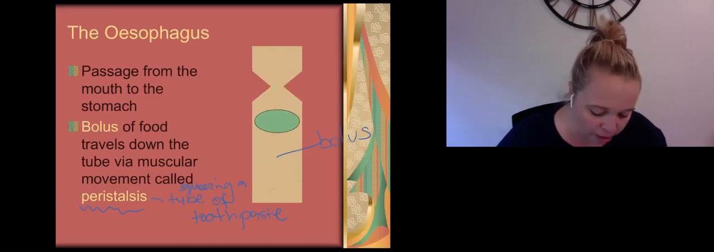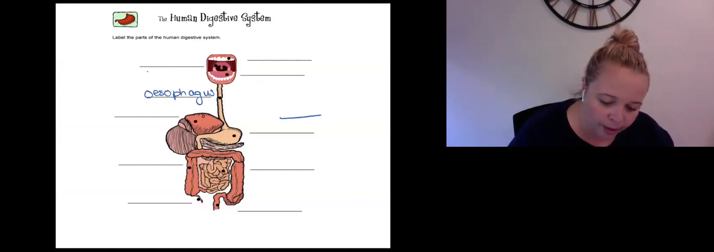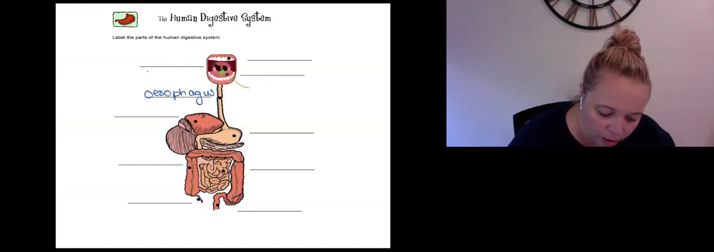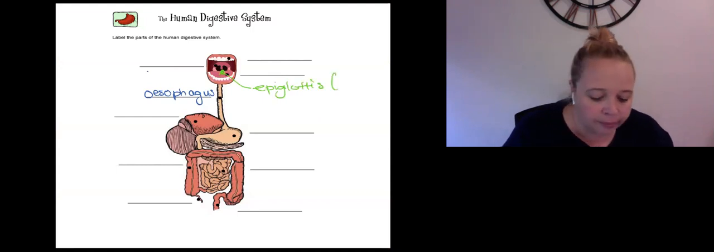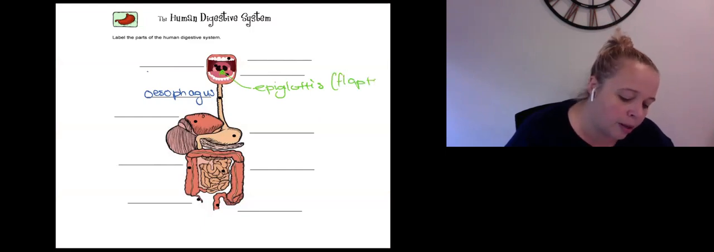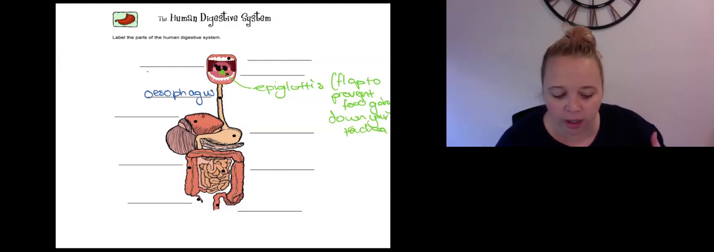Now I don't have this on the picture, but there is another thing that's happening up the top here. Right at the back of your throat, there's something called an epiglottis. Now an epiglottis is a flap to prevent food going down your trachea. We don't want that. So it's going to stop the food going down your trachea.